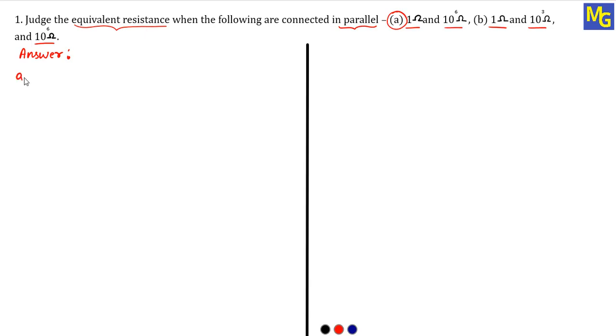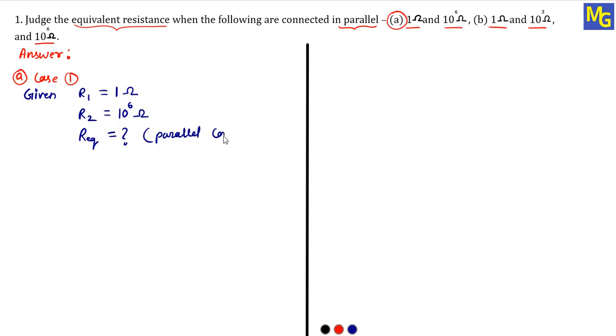So we will start with the first one, I'll write for this case 1. First we will write down the given. We have two resistors: R1 is equal to 1 ohm and R2 is equal to 10 raised to 6 ohm. These are the resistors which are given, and we have to find the equivalent resistance in case of parallel combination.